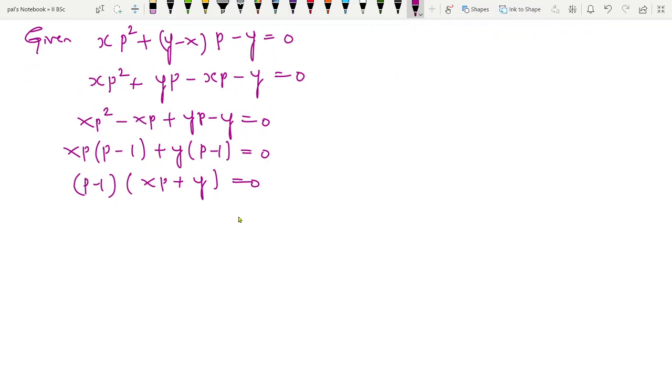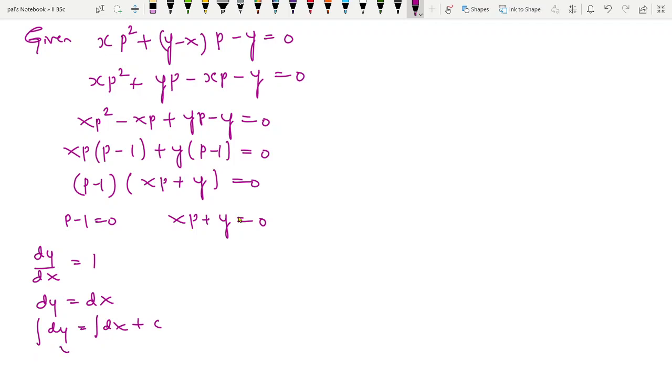This is p minus 1 is equal to 0. xp plus y is equal to, as p means dy by dx, dy by dx is equal to, take this 1 to right hand side, so then dy is equal to dx. Integrating this, integration of dy is equal to integration of dx plus c. It is y is equal to x plus c, or you can write it as y minus x minus c is equal to 0.